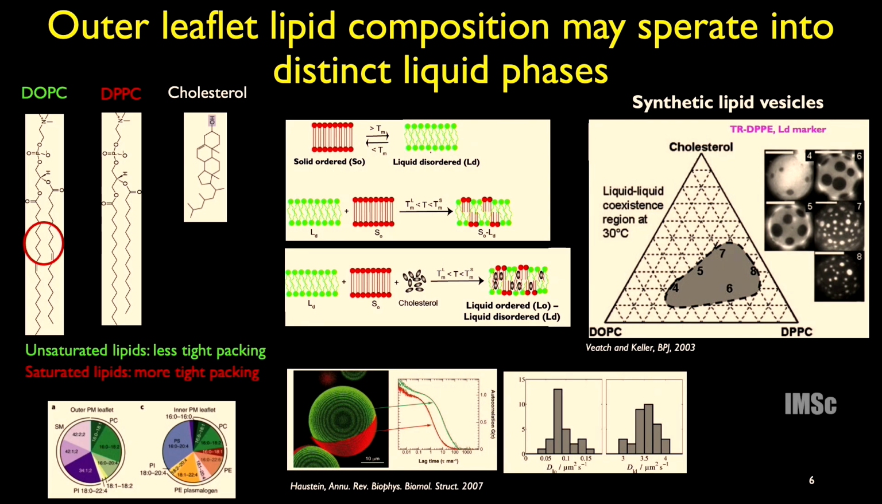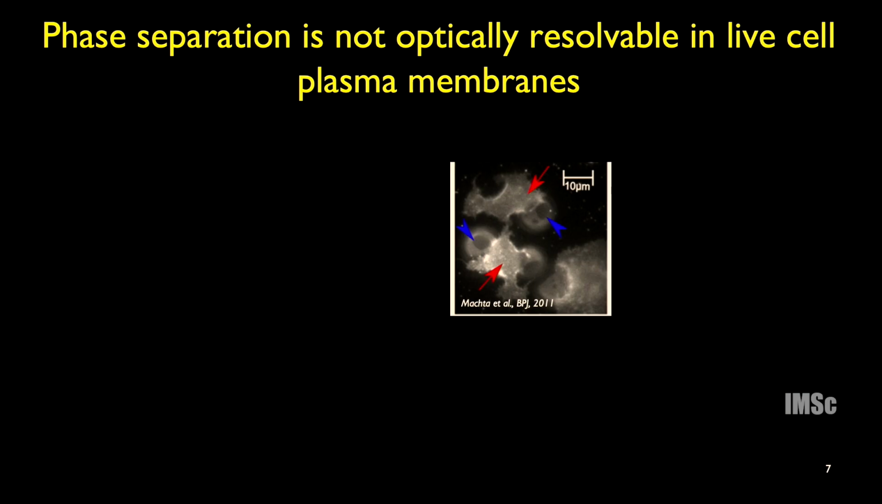So yes, the tracer molecule does diffuse in both phases, hence they are both liquid, but they diffuse at very different rates. One is on the order of 0.1 micrometer squared per second, one is about 3-4 micrometers squared per second, so an order of magnitude difference, which means that both of them are liquid but have very different diffusivity of the tracer inside those domains. So these are all good in synthetic membrane. The problem starts when you start looking into it in live cells.